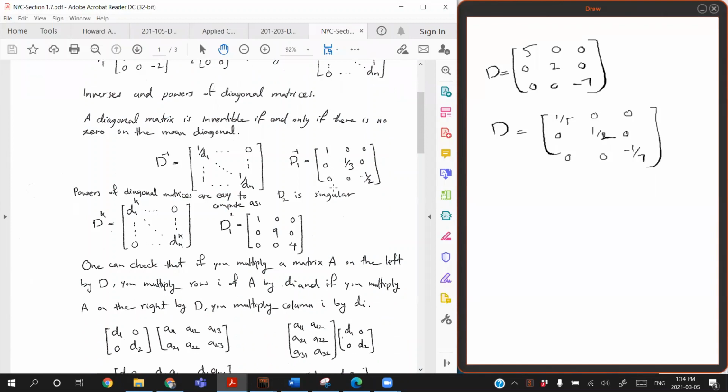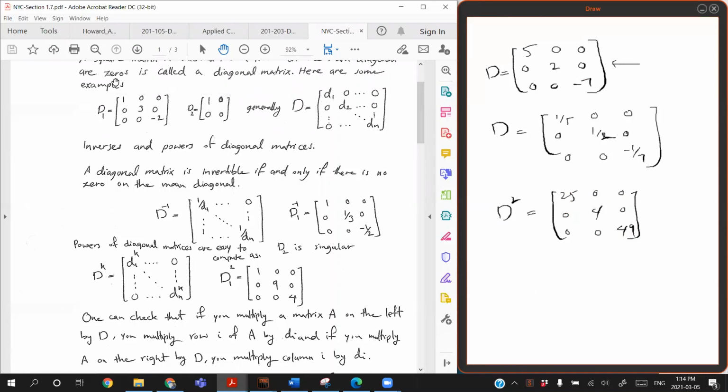The other thing about diagonal matrices is that raising diagonal matrices to a power is very easy. Like if I have this matrix here and I want to raise that to the power of 2, the only thing I need to do is raise each one of these numbers on the main diagonal to the power of 2. So I get 25 here, I get 4 here, and I get 49 here, and the rest of the entries are going to be zeros. So this D1 squared is going to be 1, 9, 4, and then the rest of them are going to be zeros. That would be D1 squared.